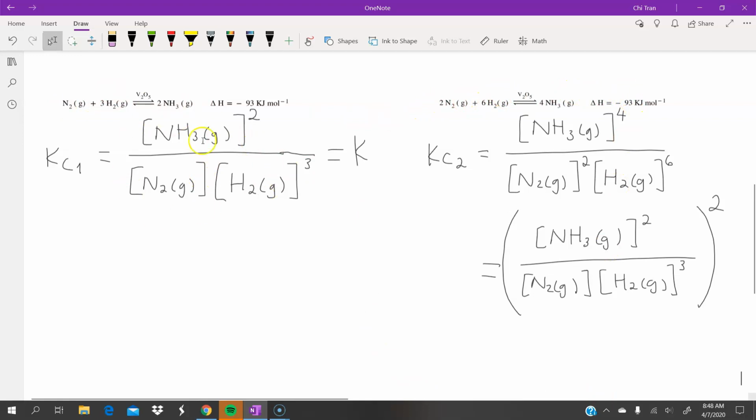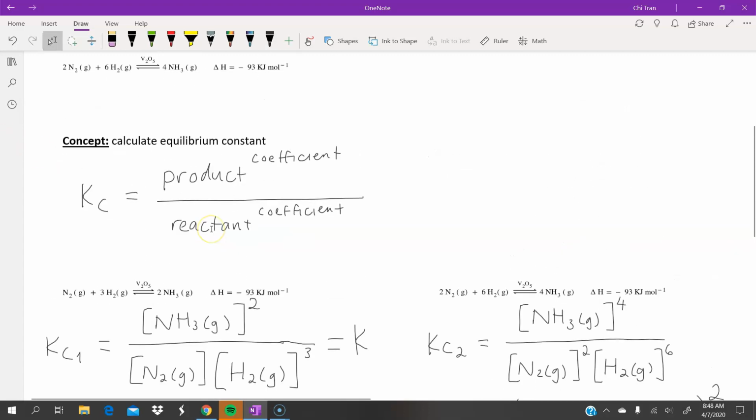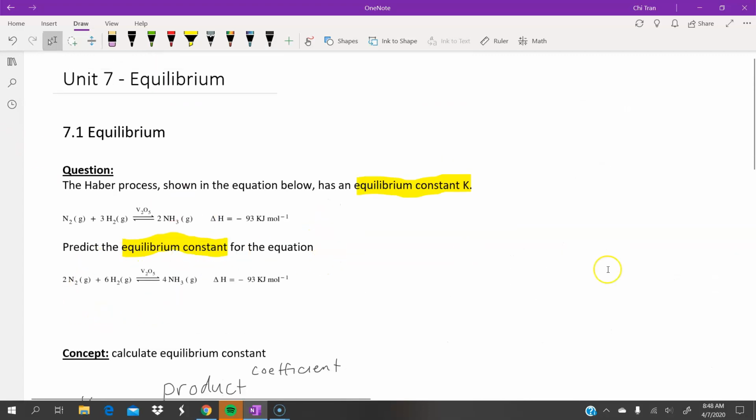So if this equilibrium constant is K, then this one is K squared. And so if we were to go back to our question, our answer for this question is K squared.